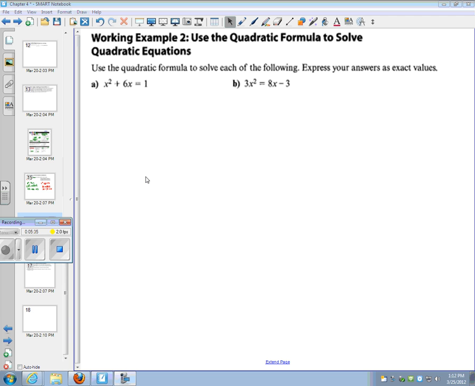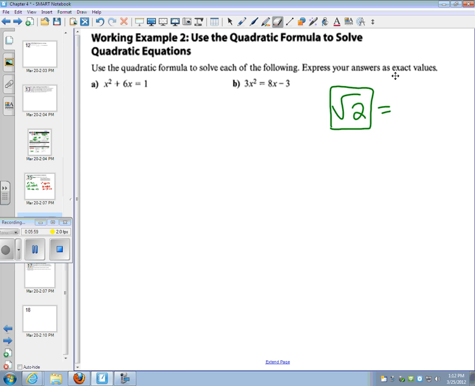Express your answers in exact values. What exact values means is that the square root of 2 is more exact than any decimal you can give me, because any decimal you give me does not represent the fact that this is irrational, and it goes on forever. The decimals go on forever. So we always want to put it in exact values like that.